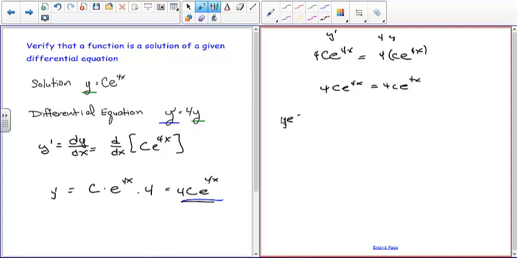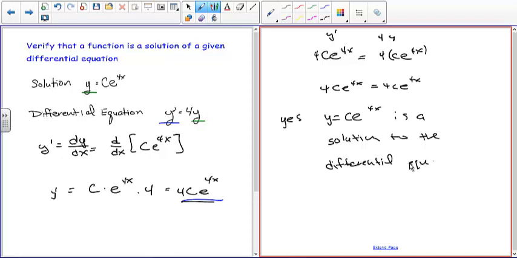So yes, y equals c e to the 4x is a solution to the differential equation y prime equals 4y. Okay. Now we can solve this differential equation as well, but we're going to do that later, so I'm trying not to get ahead of myself here.